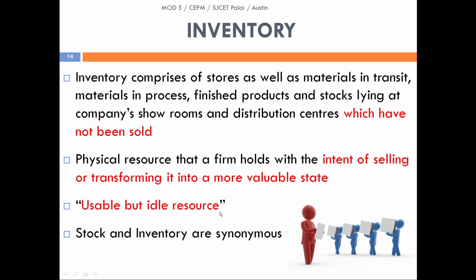So it is a physical resource that a firm holds with the intent of selling or transforming it into a more valuable state, so these are usable but idle resources. Materials in transit can be used, can become finished products after some processing, so they can be made ready for the market. Likewise, the finished products are also ready for the market. So these are usable materials, but right now they can be lying in an idle resource state also.